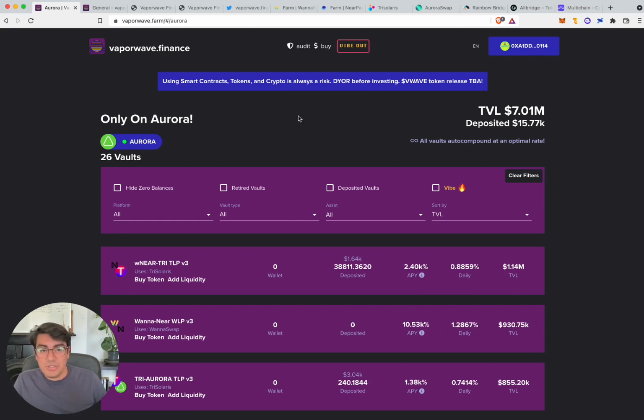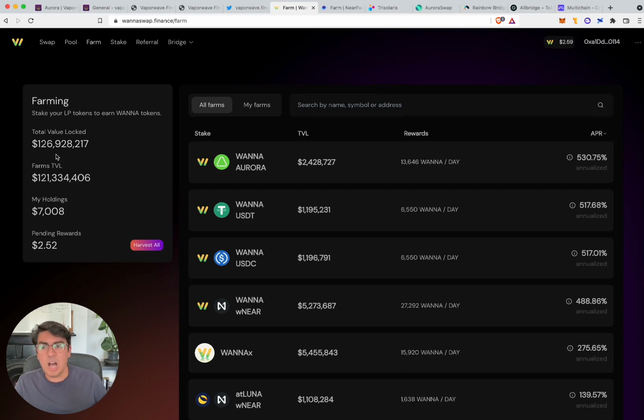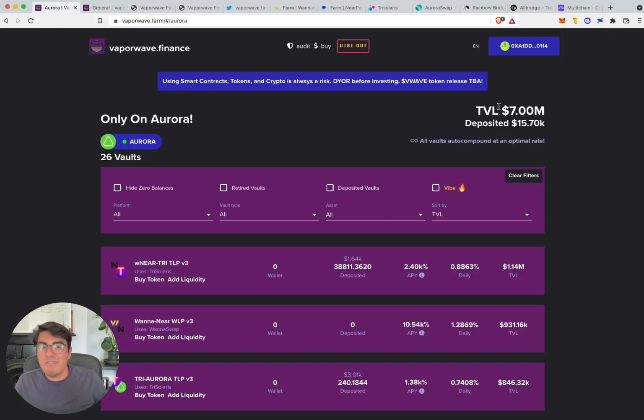The second thing that we notice is that there's only $7 million in total value locked. Just to put things into perspective, Trisolaris has hundreds of millions, and WannaSwap just reached 126 million. So when we consider that Vaporwave is an aggregator of all the liquidity from these exchanges, we realize very quickly that Vaporwave is just getting started and they've got a lot of room to grow just from the existing liquidity on these exchanges. Another thing I'd like to note is that the design is amazing.